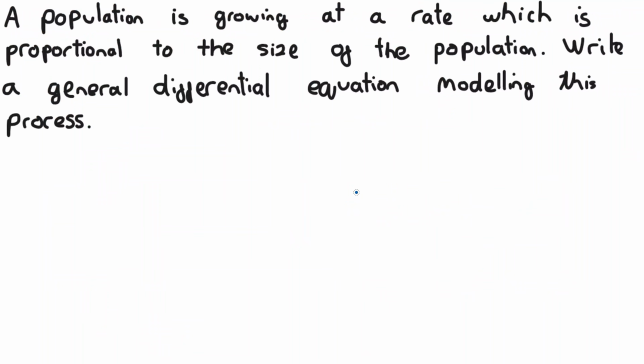Now, along these lines, they sometimes like to ask more general questions that don't even have numbers in them, like this one here. So just be aware of these, as these can be quite tricky if you haven't seen a question like this before. The new specification seems to especially like these, I've found. So we're told that a population is growing at a rate which is proportional to the size of the population, and we need to write a general differential equation that models this process.